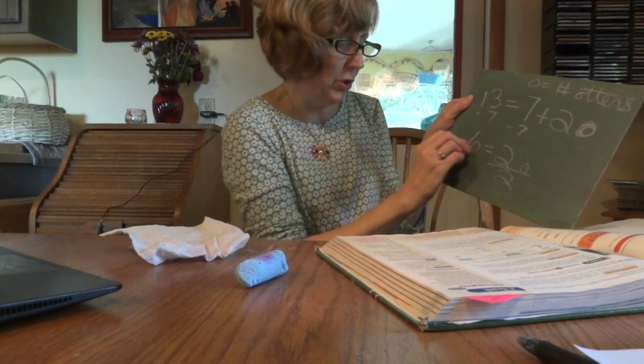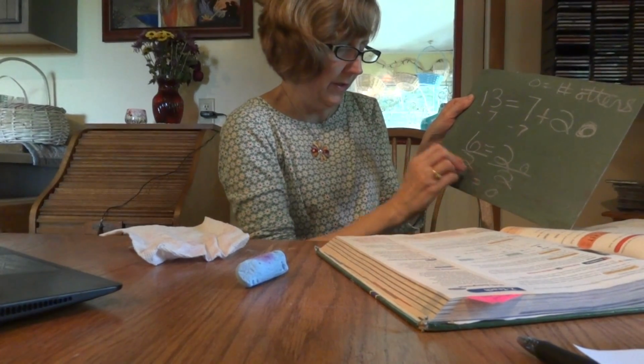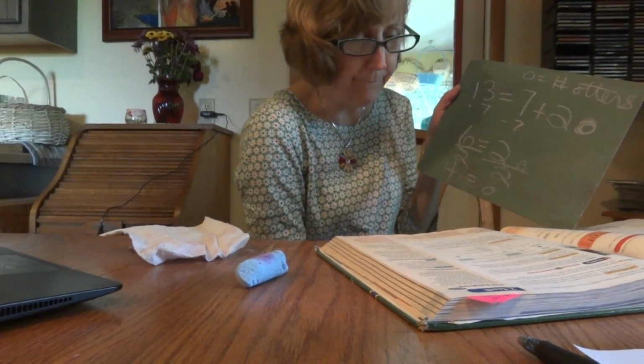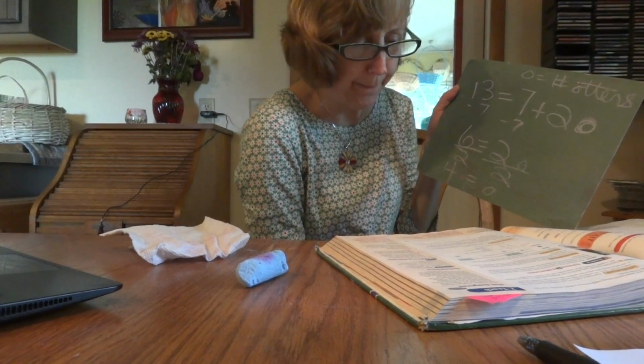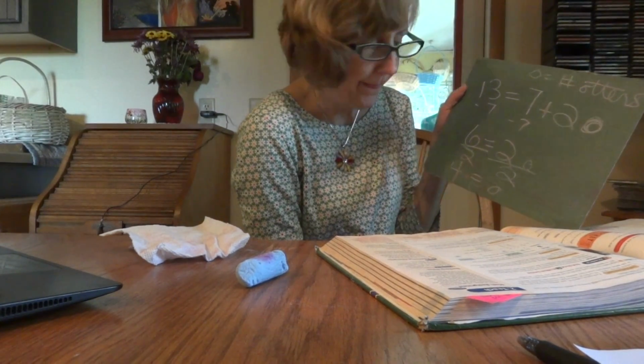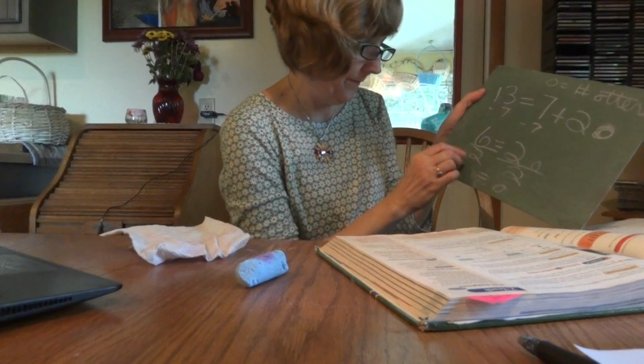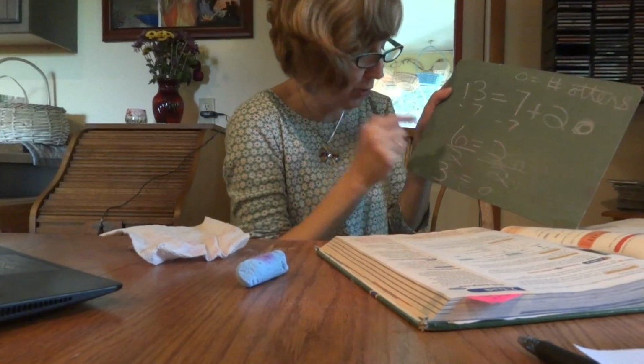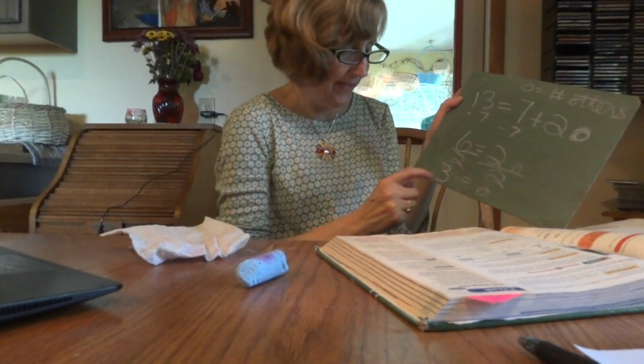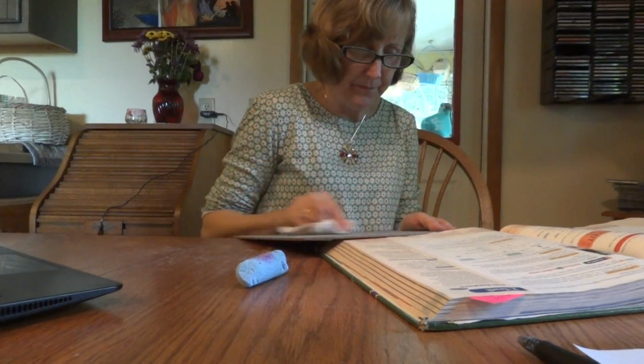Divide both sides by 2. The number of otters is 4. Oops, 3. Sorry about that. 6 divided by 2 is 3, not 4. All right, so you've got 3 otters for the answer there.